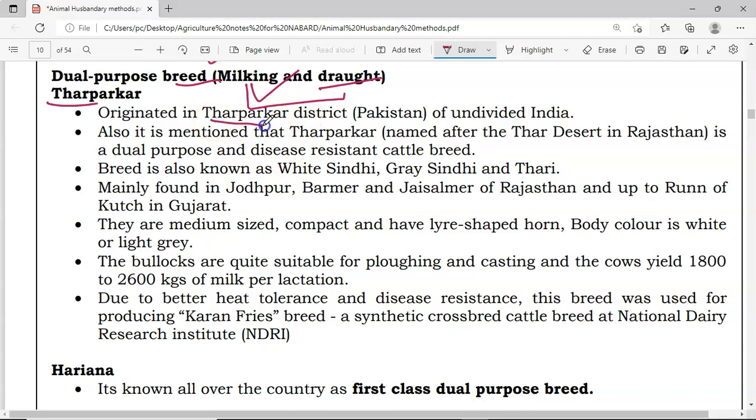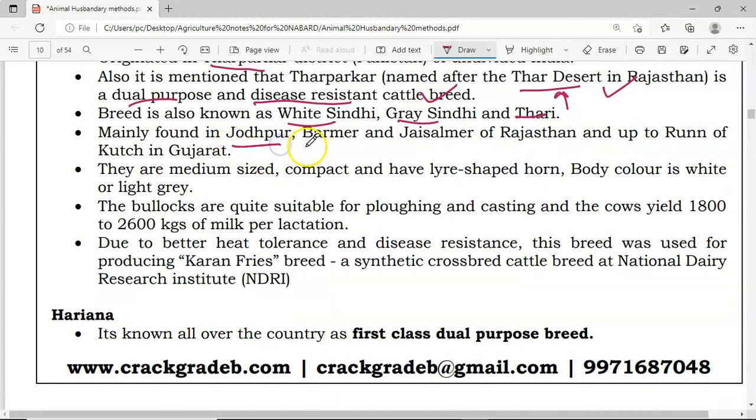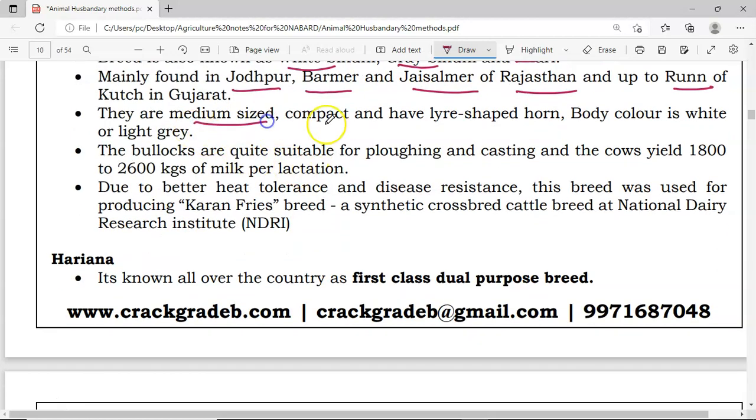Friends, it originated in the Tharparkar district of Pakistan, in undivided India, and got its name from the Thar desert in Rajasthan. It is a dual purpose and disease resistant cattle breed. It is also known as White Sindhi, Grey Sindhi and Thari, and is mainly found in Jodhpur, Barmer, Jaisalmer, Rajasthan and the Rann of Kutch region. They are medium size and compact, with lyre-shaped horns, and the color is white and light grey. Milk yield can be between 1800 and 2600 kg per lactation.